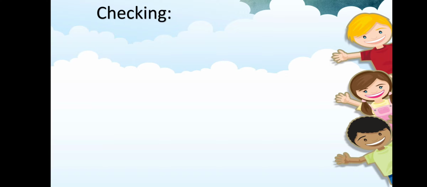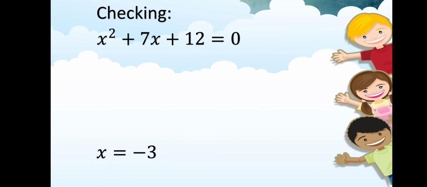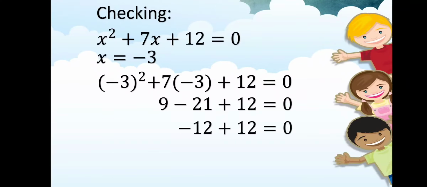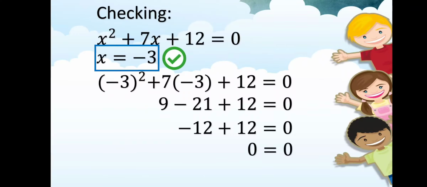Let us check if our answer is correct. Again, our equation is x squared plus 7x plus 12 is equal to 0. Let us substitute negative 3 in the given x. We'll have negative 3 squared plus 7 times negative 3 plus 12 is equal to 0. Let us simplify that. We'll have 9 minus 21 plus 12 is equal to 0. Then negative 12 plus 12 is equal to 0. Finally, we have 0 is equal to 0. That means negative 3 is correct.